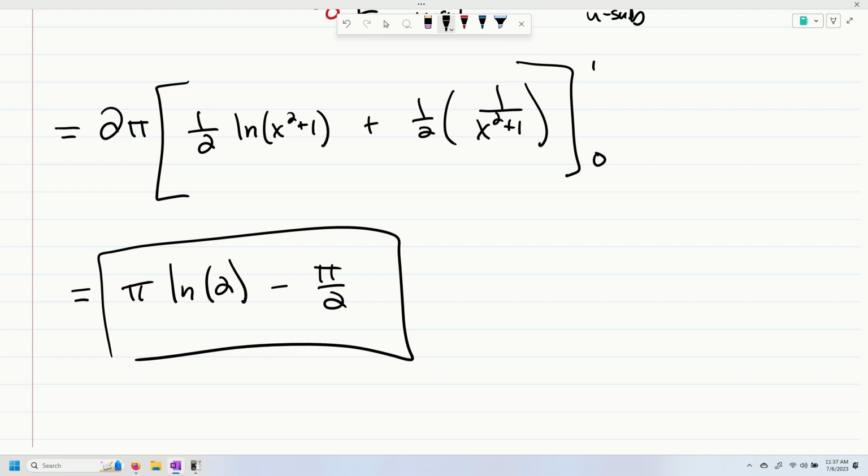So I hope you found this informative. Remember, the chart really helps us out in terms of how to break down the partial fraction decomposition. And I will see you in the next one.